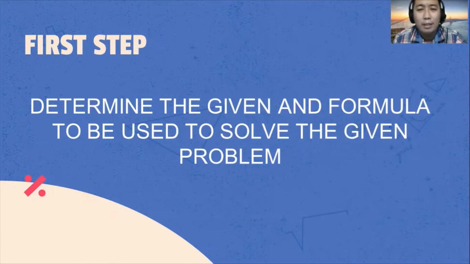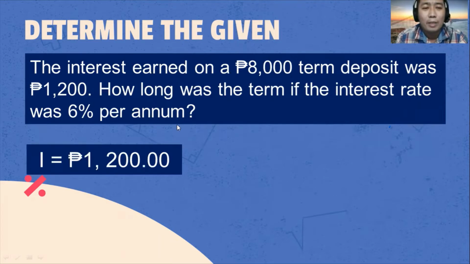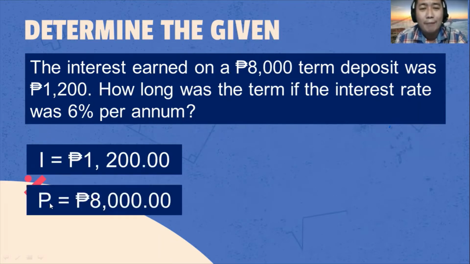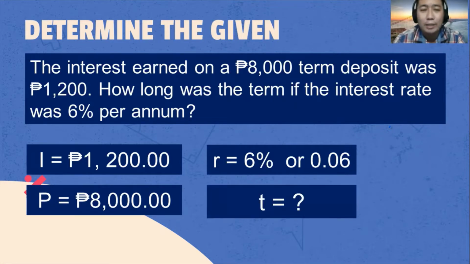Let's now try to answer example number one. Determine the given and the formula to be used to solve the given problem. That is the first step. Based on the given problem, we have 1,200, that is the interest. We have the principal amount, which is 8,000. Then we have 6% or 0.06, that is the rate of interest, and we are looking for the time.